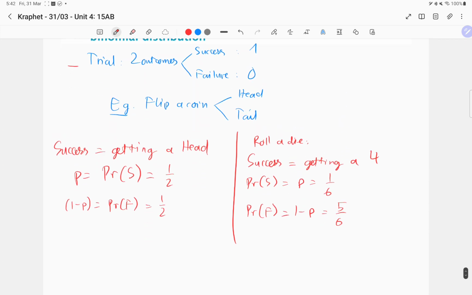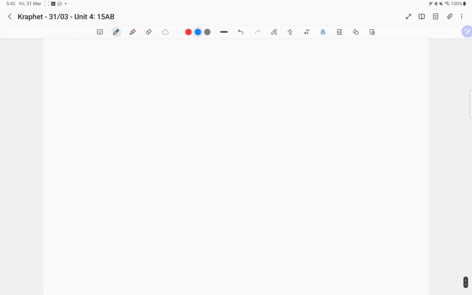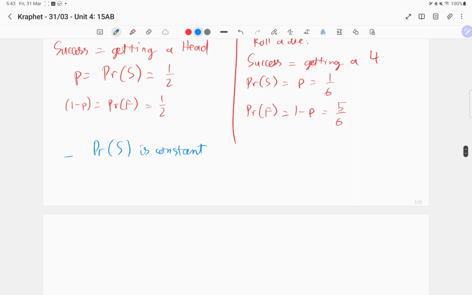The next part. Now that you understand this one, the next few conditions are only to define the Bernoulli sequence. The next one is that the probability of success is constant. The probability of success is constant for all trials. What would be a scenario where the probability of success is not constant?